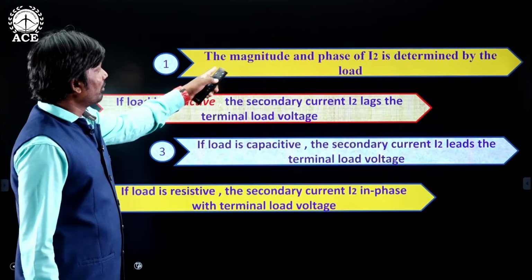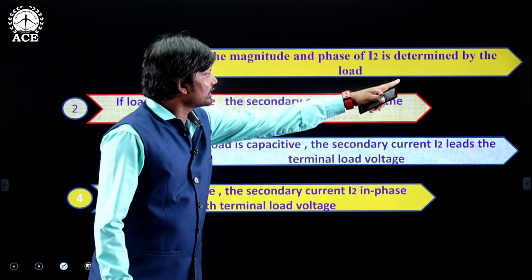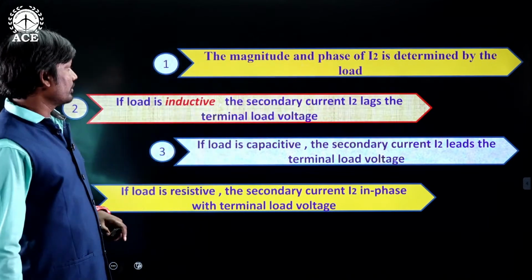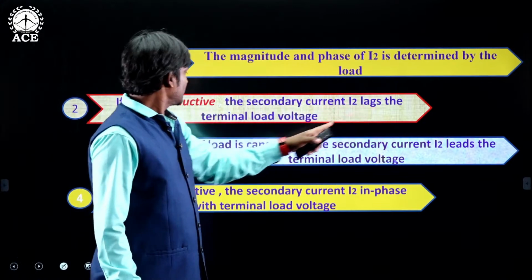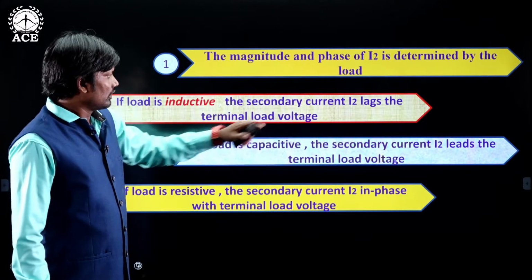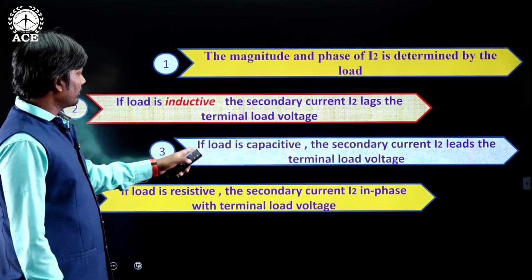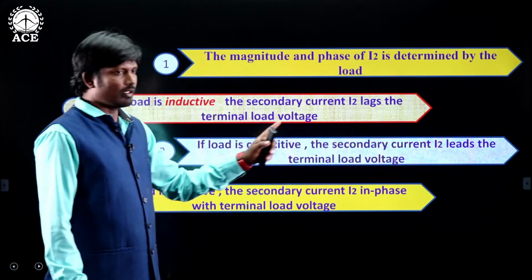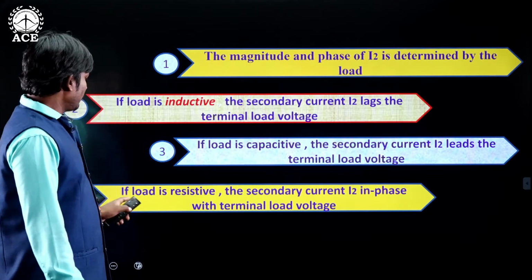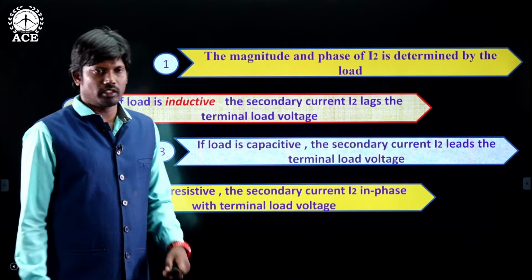Same thing, the magnitude and phase of I2 are determined by what type of load we are using. If the load is inductive, we know the secondary current I2 lags the terminal voltage V2, and if the load is capacitive, the secondary current I2 leads the terminal voltage V2. If the load is resistive, both are in phase.